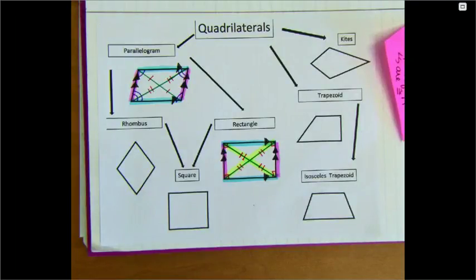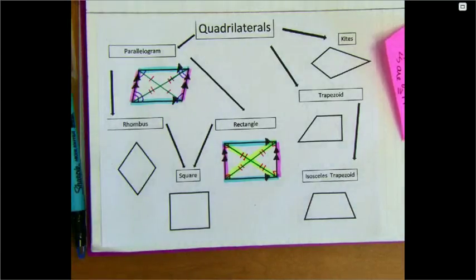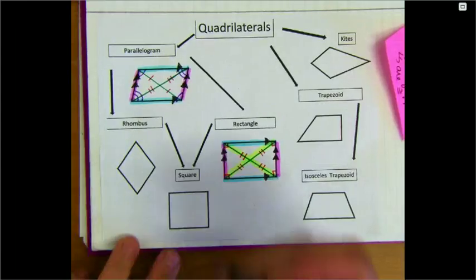Where do you want to go next? Go square. Okay, let's go square. What do we know about a square? All the sides are what? Congruent, so they all get the same what? Color.